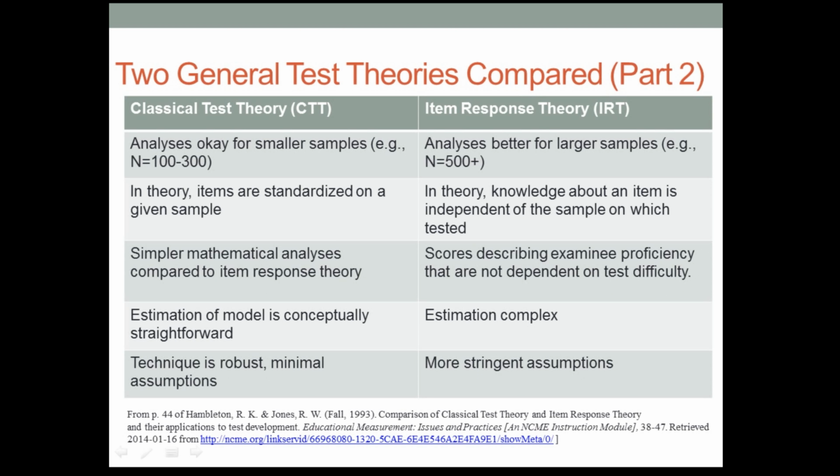In theory, knowledge about an item in item response theory is independent of the sample on which it's tested. So in theory, after you've done an item response theory analysis and you have an item, you can apply it to any sample in the world and know pretty much how it's going to perform. I say that's in theory again because these are theories. The scores describe examinee proficiency, and they are not dependent on test difficulty. That is, the scores about items in item response theory.